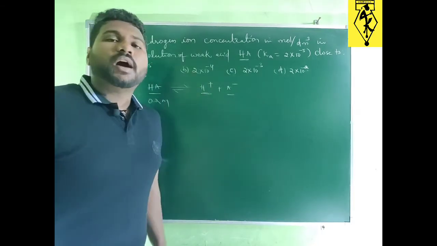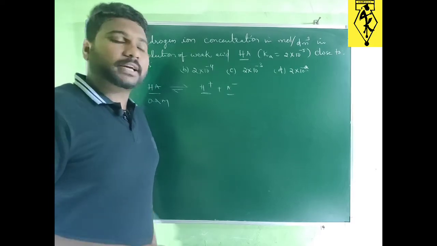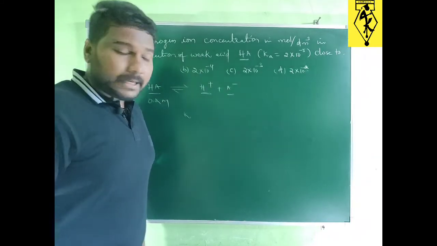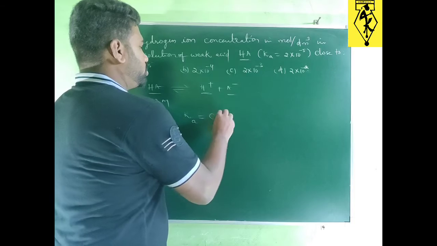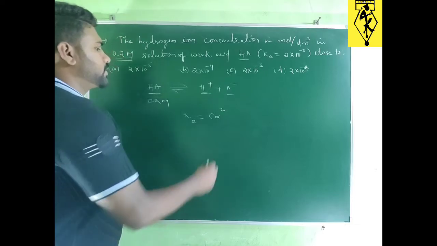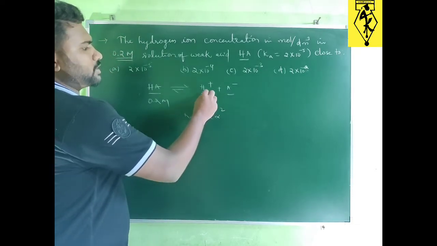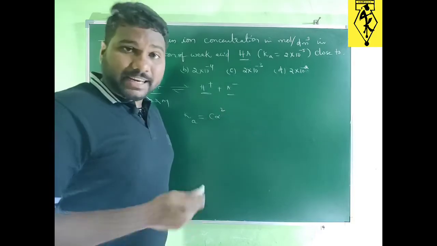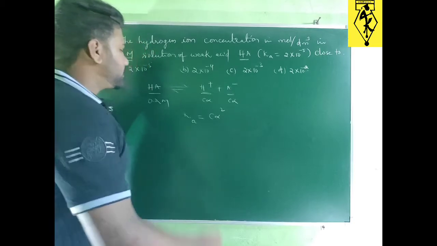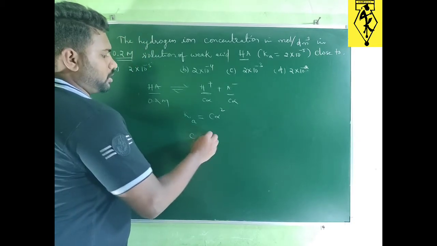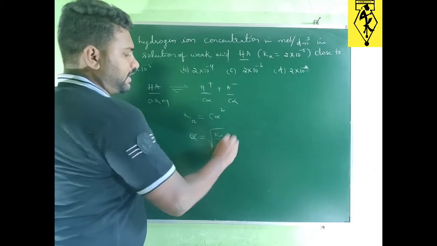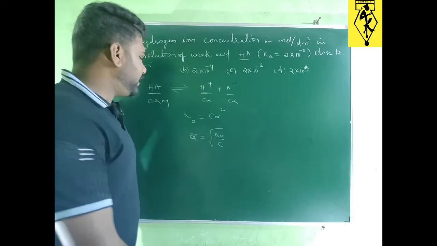According to Ostwald dilution law, the ionization constant or dissociation constant, so here particularly for acid they have given, so we have to take Ka, that is equal to C alpha square. C is concentration and alpha is the degree of dissociation. So here at equilibrium, the concentration of any ion, that may be H plus or A minus, is C alpha. We have discussed this in the previous video. So here you have to calculate alpha, that is equal to square root of Ka divided by C.